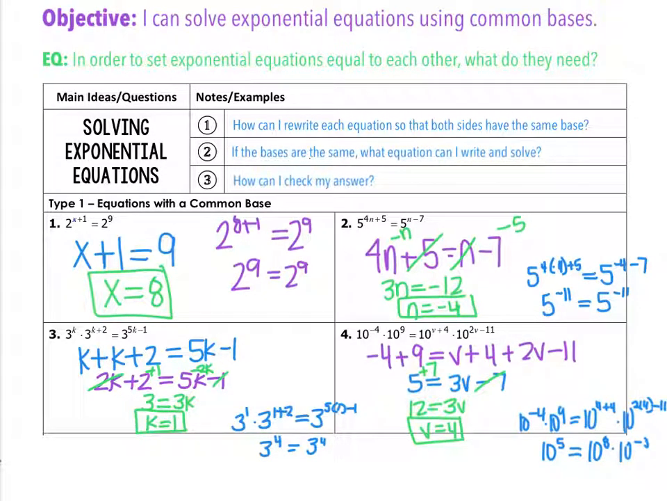Alright, so hopefully you found that the equation that you can write is negative 4 plus 9 equals v plus 4 plus 2v minus 11. So when I solve that out, I ended up with v equals 4.